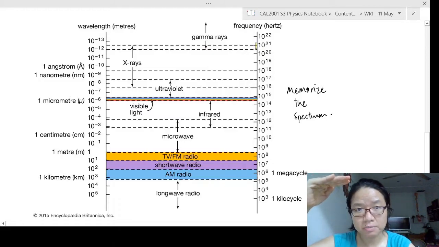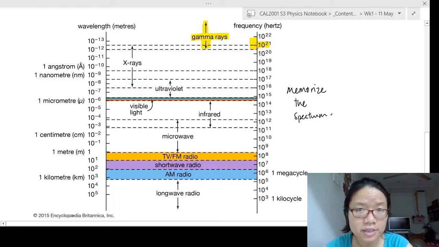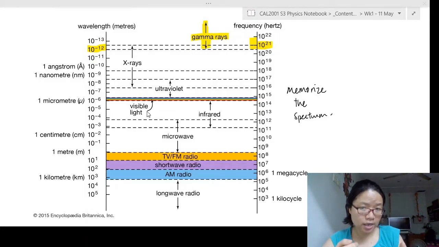Above visible light are all dangerous electromagnetic radiation, starting with gamma rays. The higher the frequency, the more damaging it is to our bodies. Gamma rays have the largest frequency, and as we all know, gamma is radioactive, and it has a really short wavelength, because if you have a large f, you will need a small lambda because your v is constant.